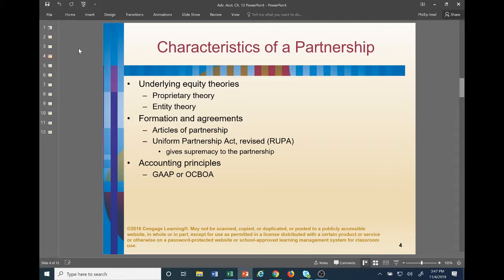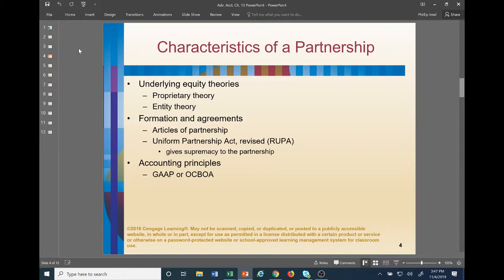Now, partnerships also have been influenced by the entity theory. This theory views the business unit as a separate and distinct entity possessing its own existence apart from the individual partners. This theory is characteristic of corporations, yet it is the basis for certain partnership characteristics as well.